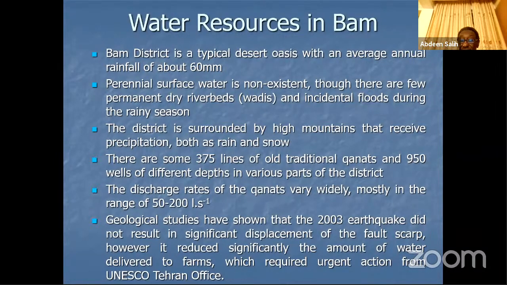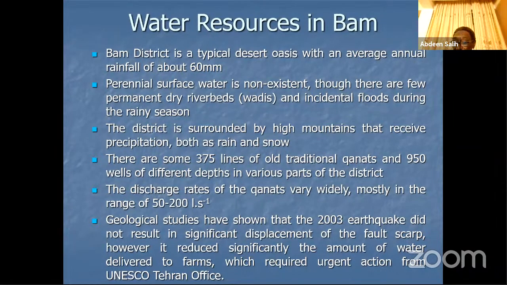There are some 3-7 pipelines of old traditional Qanat. In fact, they irrigate. The best orange in Iran used to come from this area. The discharge rate of the Qanat varies widely, mostly in the range of 50 to 200 liters per second. Geological studies have shown that the 2003 earthquake did not result in significant displacement of the fault scarp.